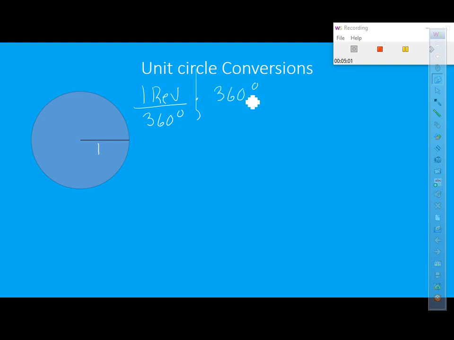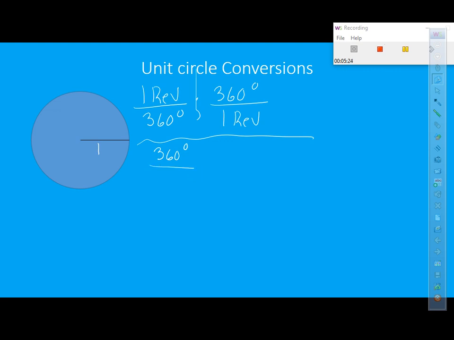There's 360 degrees in one revolution. So there's one conversion that we're going to talk about a lot today. Here's the one we're going to use a lot. You can go one loop around the circle. That's 360 degrees. So the arc measure would be 360 degrees.